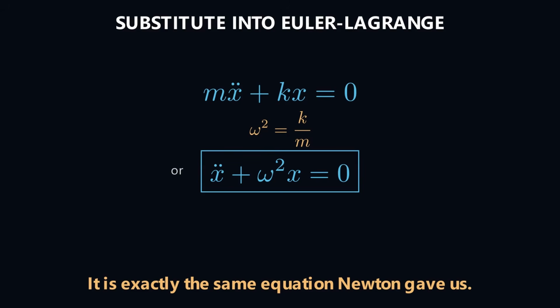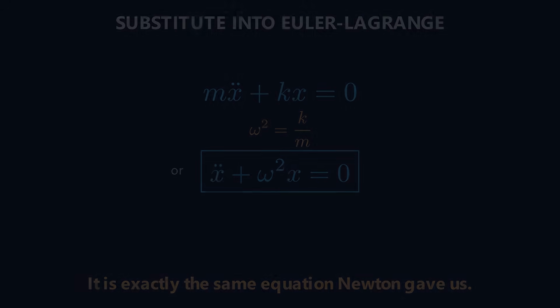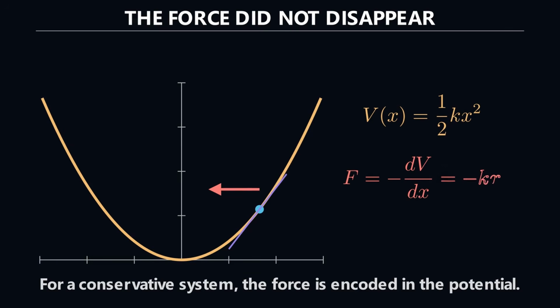That is the exact same equation we got from Newton. We did not prove that forces are somehow fake. For a conservative system like this one, the force is still sitting inside the potential energy. F is equal to negative dV/dx, which is negative k x. The difference is simply where we started.